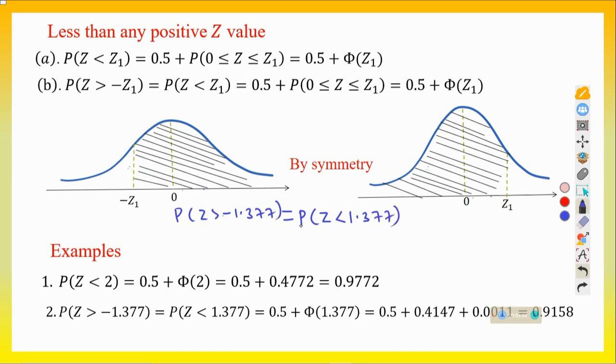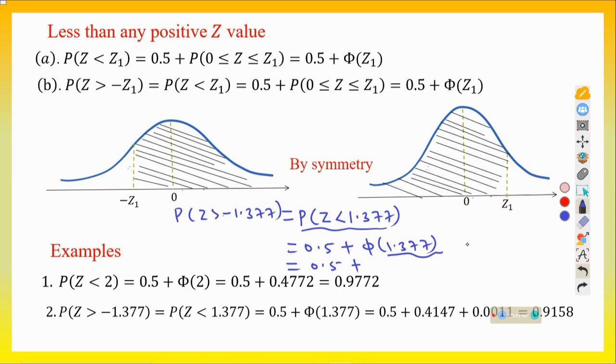1.377. So it means you are looking for the probability of this, because in our table we are looking at positive values of Z. So if you have a minus, first change the sign there. Once you change the sign of the inequality and you have P of Z less than 1.377, then you can easily obtain this. If it is less than, it becomes 0.5 plus the table reading of 1.377. And from there, you have 0.5 plus the table reading of this.